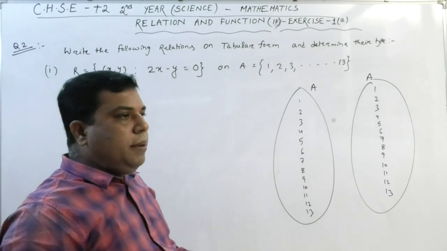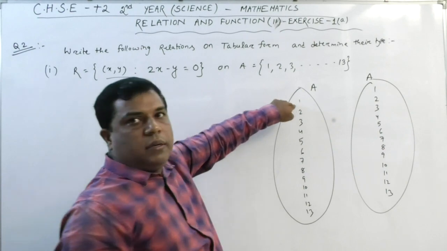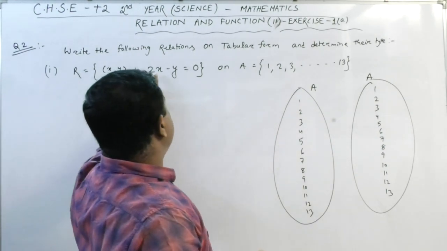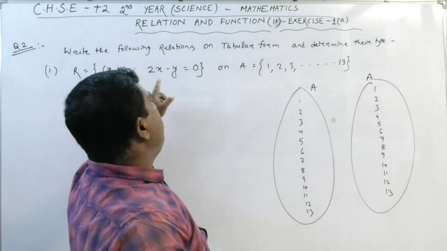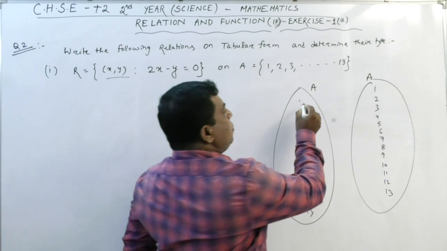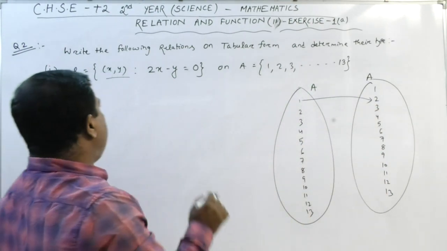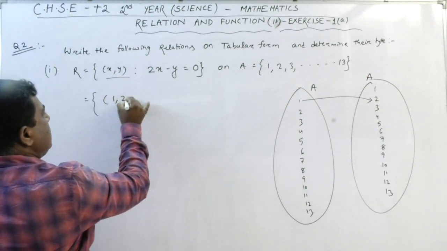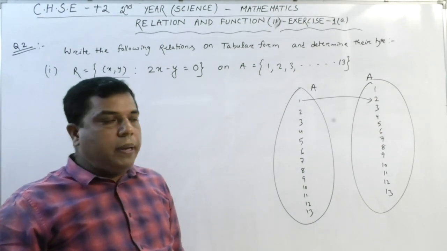So what should I take? If I take x equal to 1, so what should be? It is 2 into 1, which means 2. What should be the value of y? It is equal to 2, because 2 minus 2 equal to 0. So 1 is going to be related with 2. Yes or no? So one ordered pair, if I go for it in a tabular form, the first pair is 1, 2. One of them is 1, 2, the ordered pair.